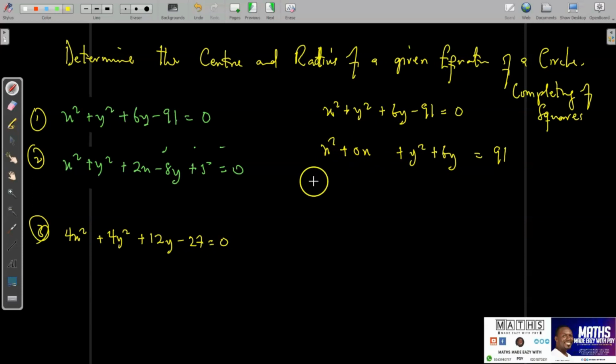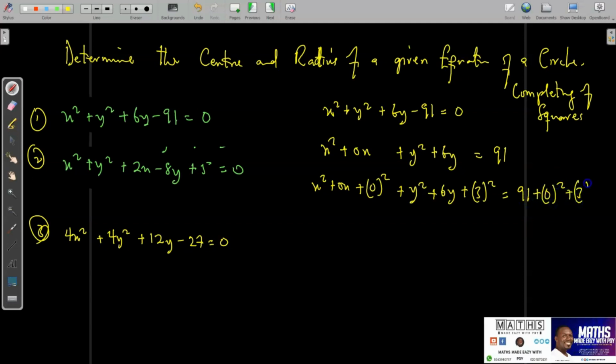So here we'll have x squared plus 0x plus 0 all squared, then plus y squared plus 6y, half of 6 is 3. Then when you square it and add it to both sides, you are going to get y squared plus 6y plus 3 all squared equal to 91 plus 0 all squared plus 3 all squared. I'm applying the completing of squares method.